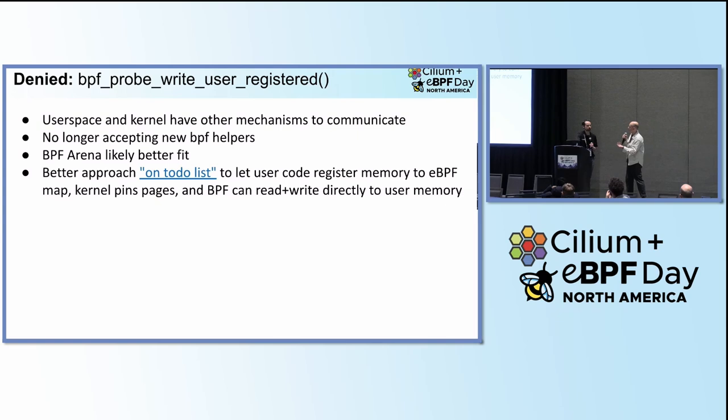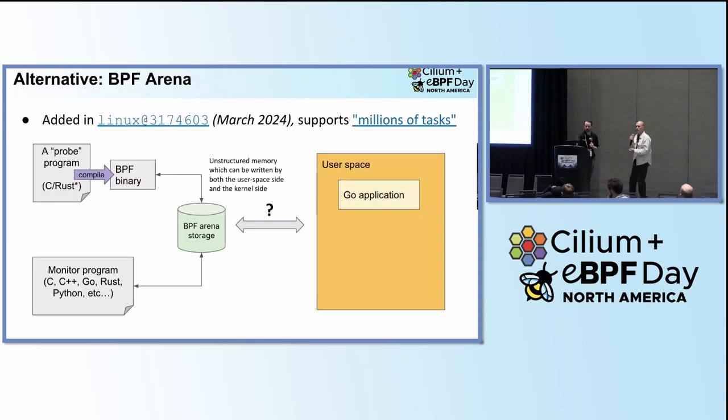A suggested better fit was to use a BPF arena, which is a very new feature added since kernel 6.9, I believe, that exists as an option for BPF developers. So we explored BPF arena. We said, well, bpf_probe_write_user_registered would have worked for us, but maybe we can use BPF arena. BPF arena is like a BPF map, the ones that we already know and use, but it's a flat heap region with no structure that user space and the kernel can share and write any way they like. So it sounds like a pretty good use case, right? It is a memory region, and it's not formatted in any way.